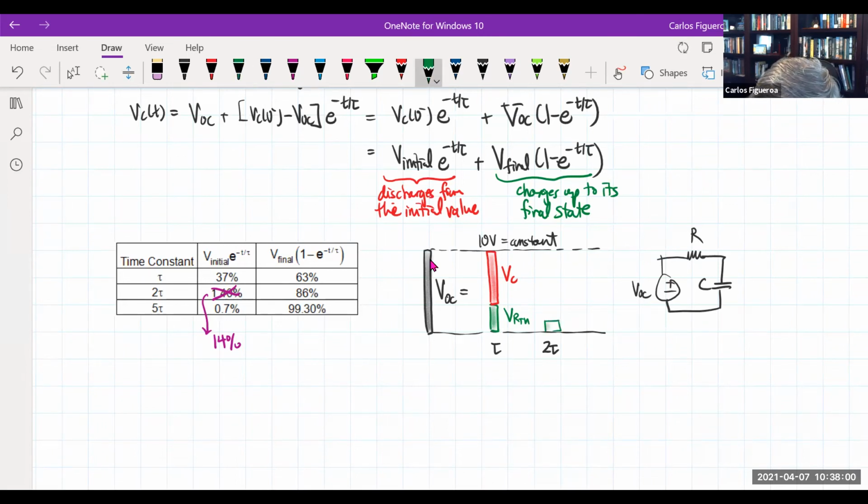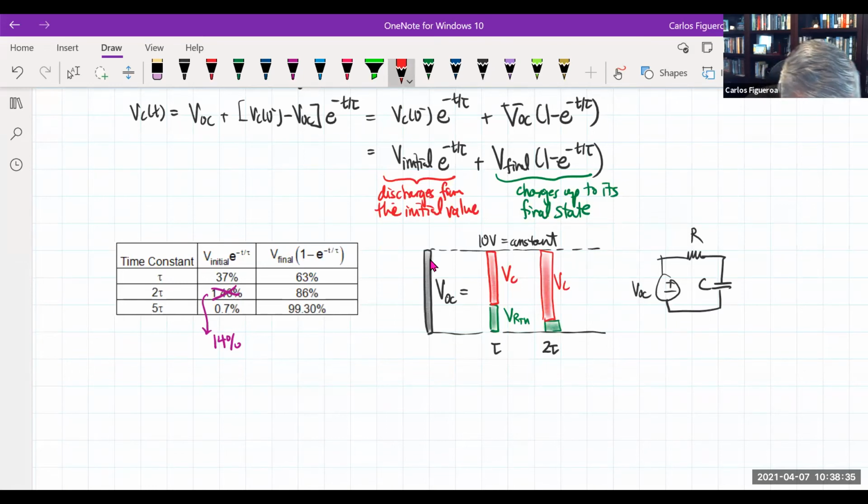So if it drops to about right here, this is VR, and this is really going to be about 1 point... Am I getting this right? Yeah, it has to be. It's got to be 1.4. So it's 1.4 volts, and then the cap voltage you could see is totally starting to dominate. You're seeing how this guy is getting bigger and bigger.